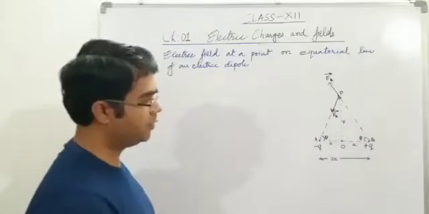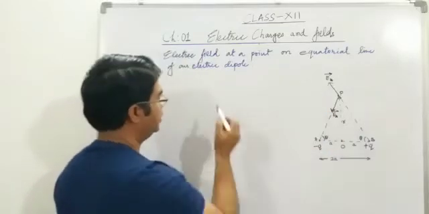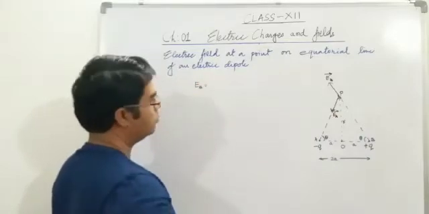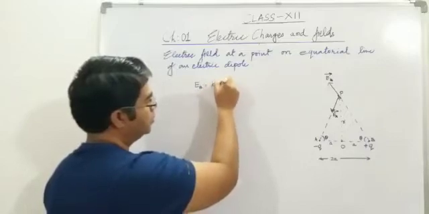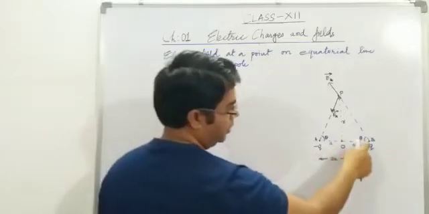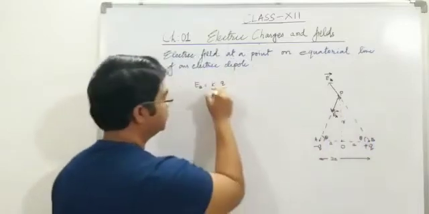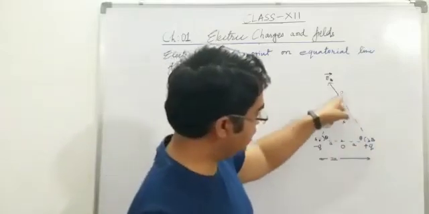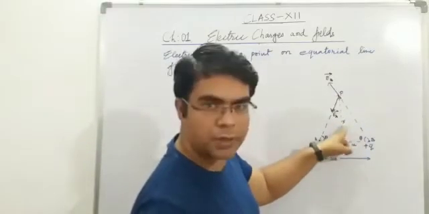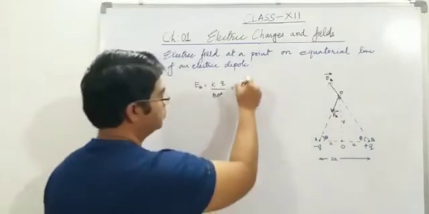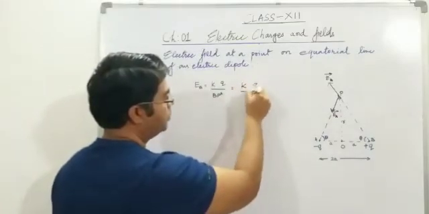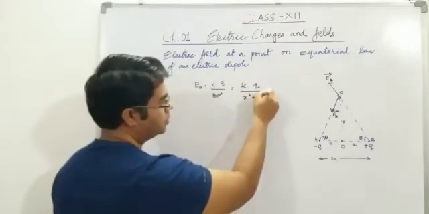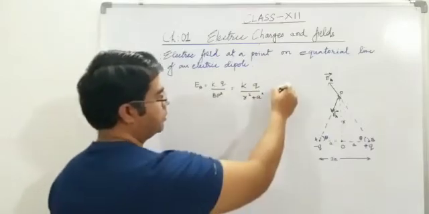The magnitude of the electric field due to the positive charge at point P is given by EB equals KQ by distance squared, that is BP squared. Here BP is equal to the square root of A squared plus R squared. Therefore, BP squared is equal to R squared plus A squared. This is equation number 1.